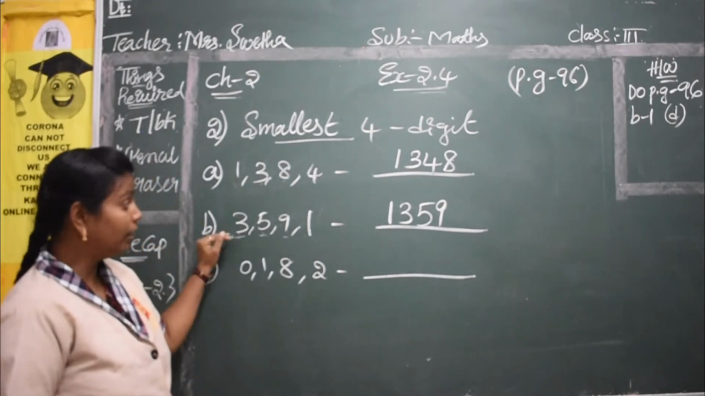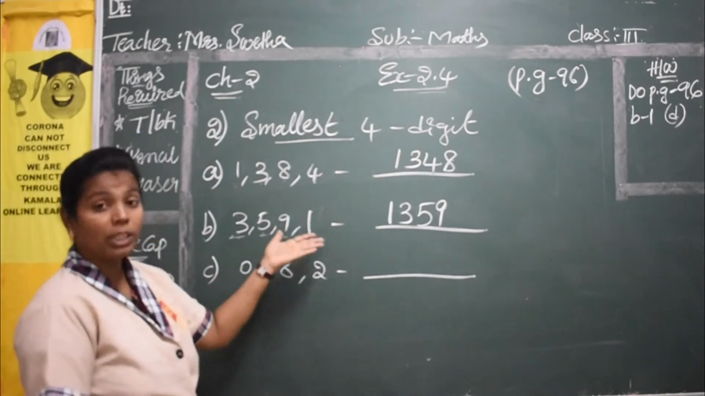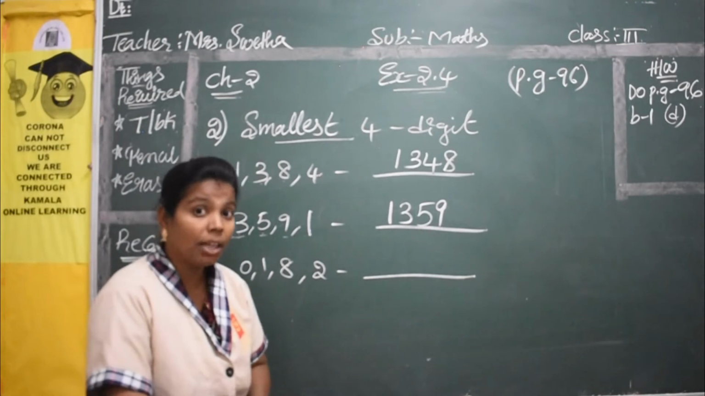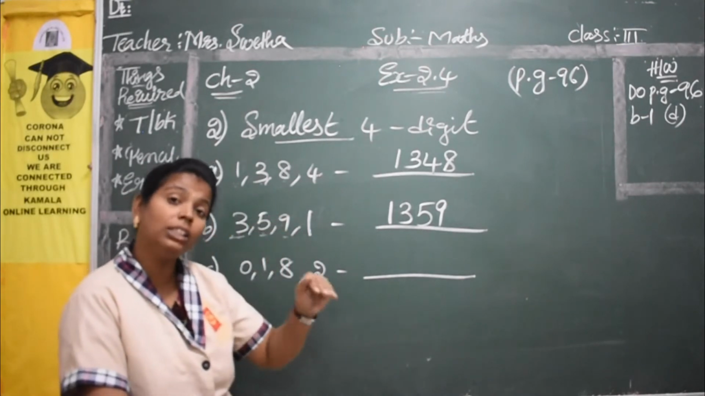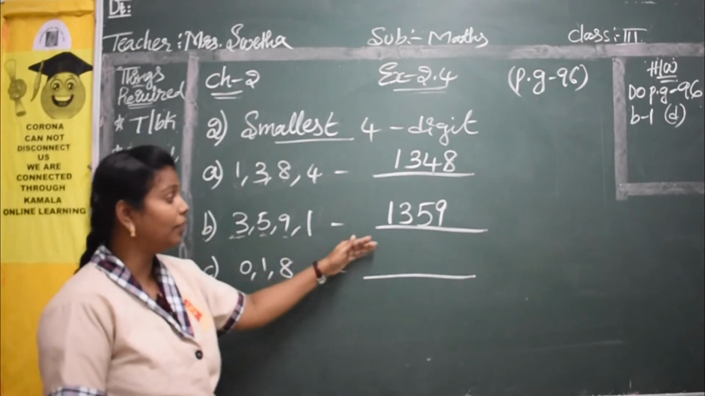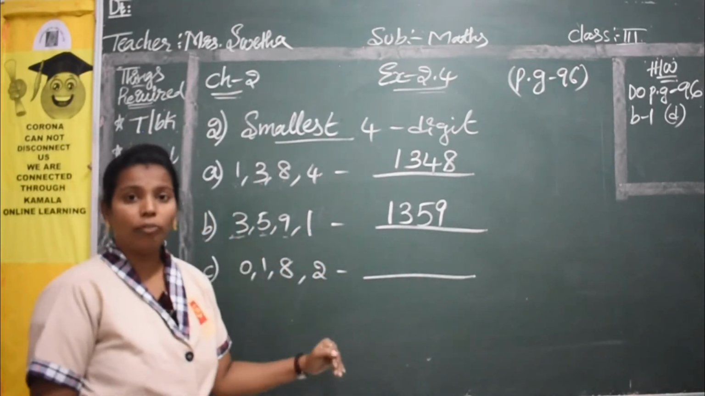See here, this is also like arranging in ascending and descending order. In the previous book, what have we done? We chose the greatest number. Greatest number means there we arranged the numbers in descending order. So here you see the smallest one, so here we are arranging the numbers in ascending order. That one thing you have to remember.